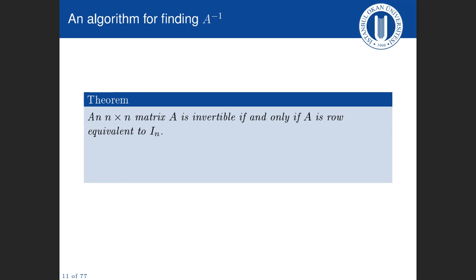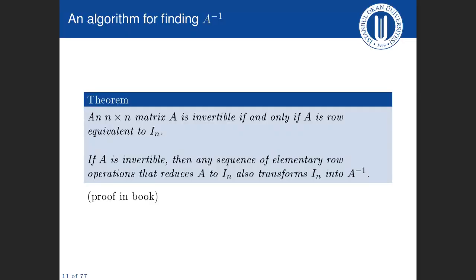An n by n matrix A is invertible if and only if A is row equivalent to In. And if A is invertible, then any sequence of elementary row operations that reduces A to In, or if we multiply A on the left by any collection of elementary matrices, this process also transforms the identity into A inverse. The proof of this theorem's in your book. I don't want to go through the theorem, but because of this theorem, we have our algorithm.